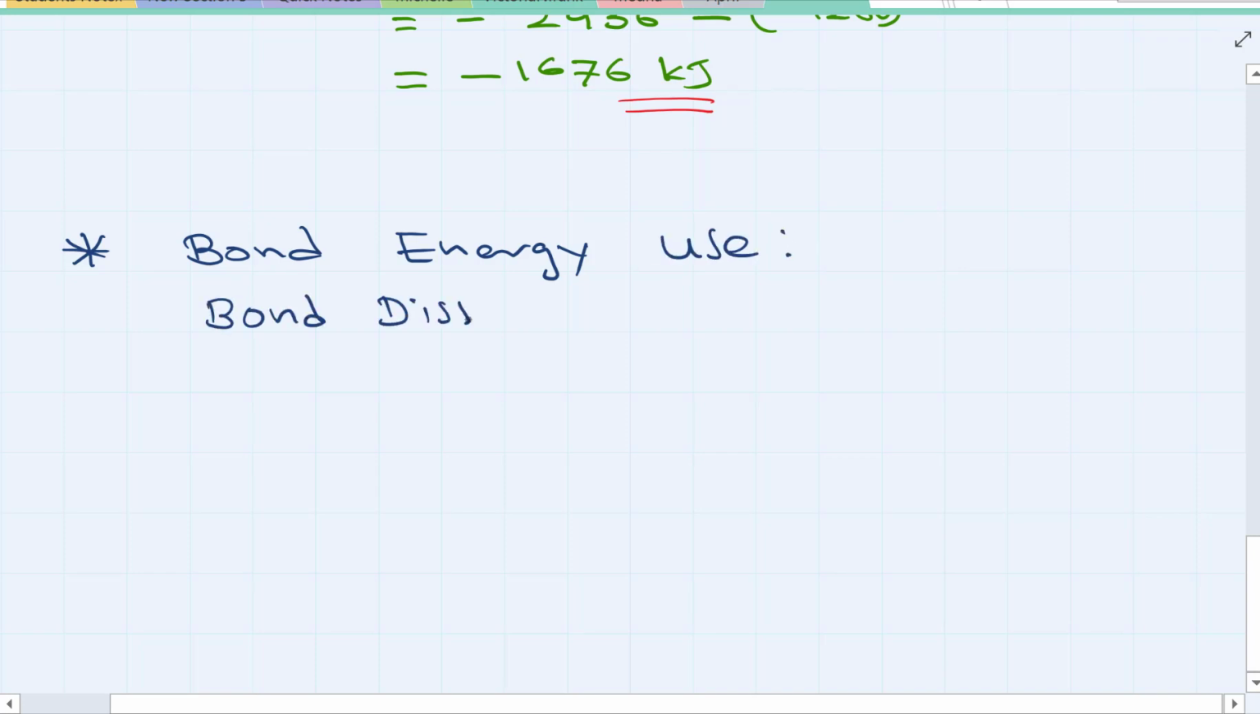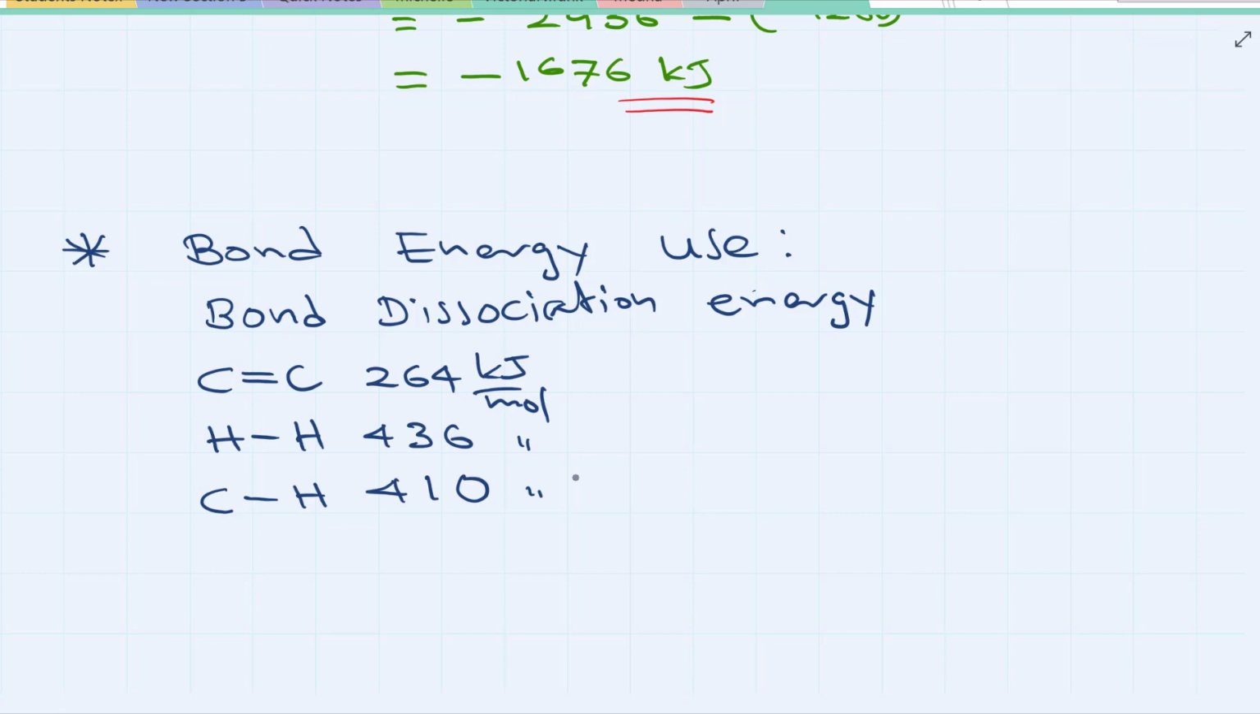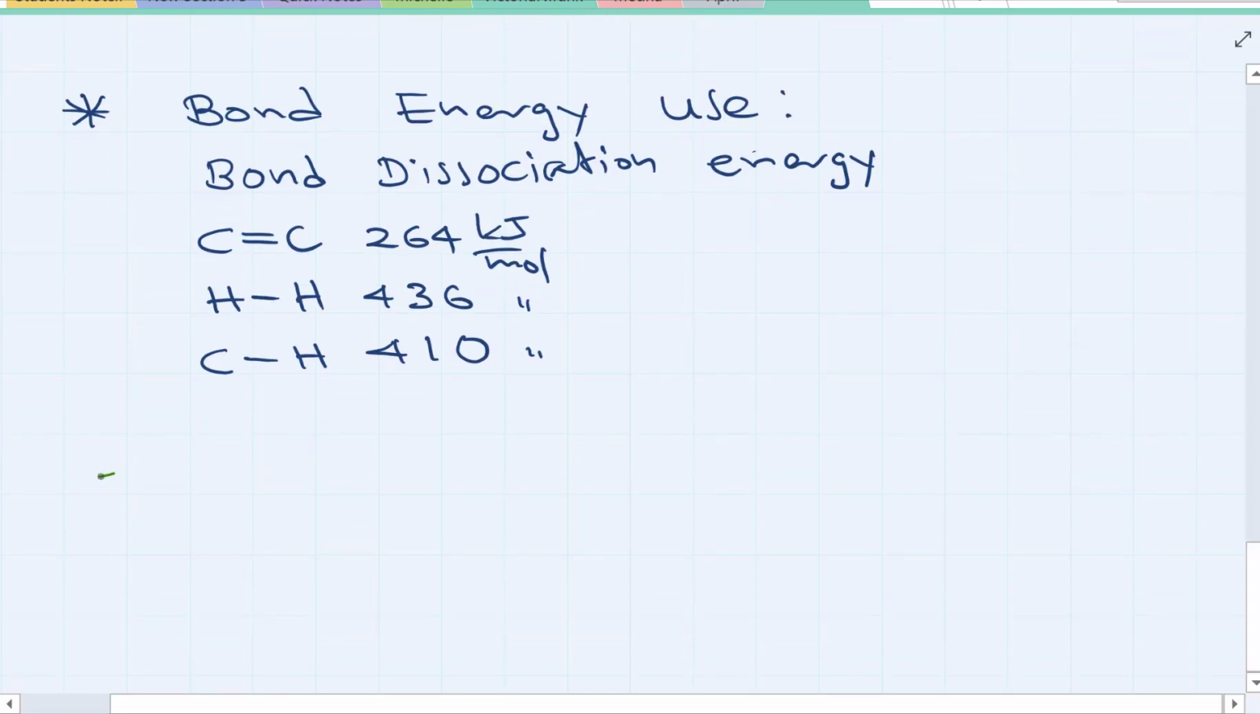Anyway, we will talk about another method. You might be surprised if you see this one in a question: the bond energy, which is actually bond dissociation energy. If you break a C=C double bond, it takes 264 kilojoules per mole to chop it off. If you break an H to H bond, it takes 436 kilojoules per mole. Breaking a C to H bond will need 410 kilojoules per mole. It's basically how much energy is needed to chop the bond away, right?